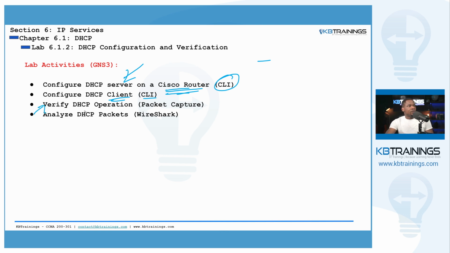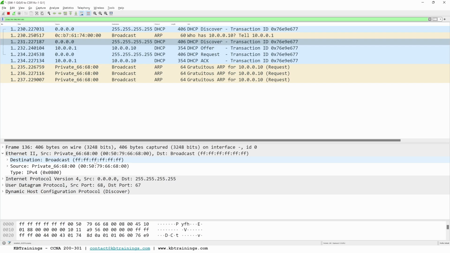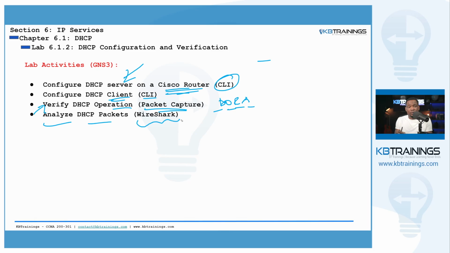So we're going to verify DHCP operation. We're going to talk about DORA and all of that: discover, offer, request, acknowledgement. We are going to do some packet capture, and we are going to analyze the DHCP packets using Wireshark. If you don't know what Wireshark is, it's a tool that you need to know as an engineer that helps you analyze packets that you captured on the network. We're going to go deeper into this, and you're going to see exactly what we have inside a DHCP packet.